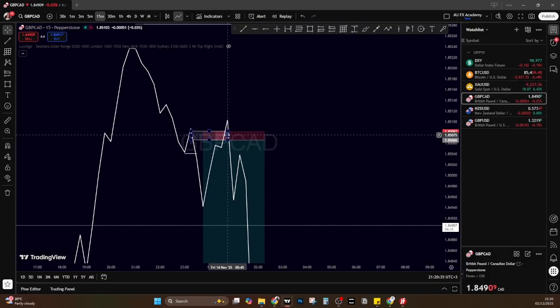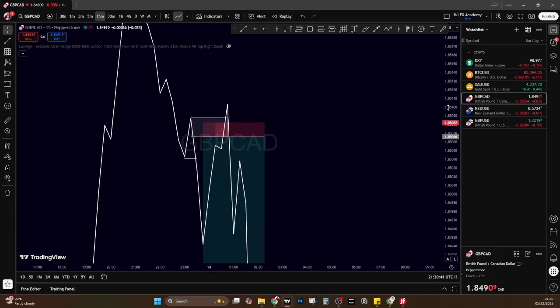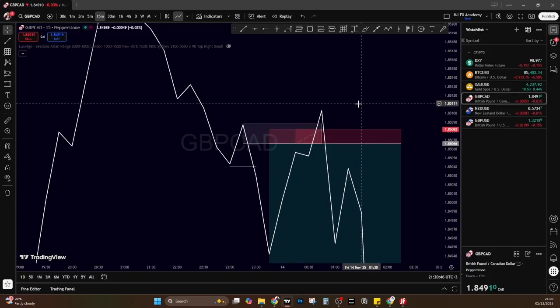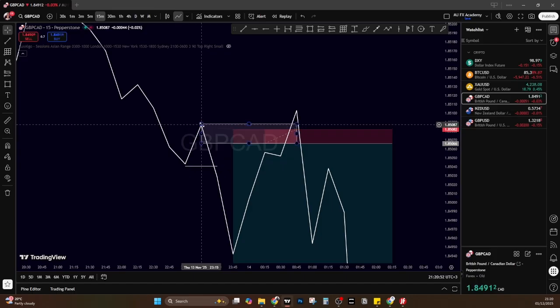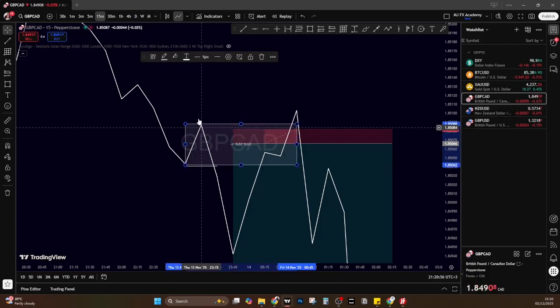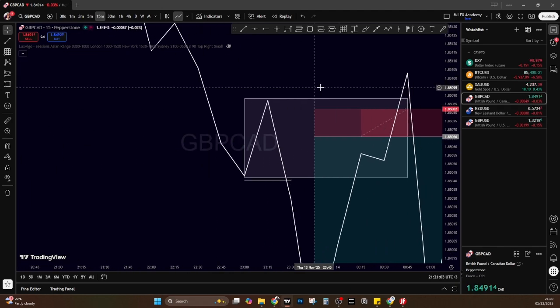But now for us, we will have to wait for the market to come to our QML. Now QML, that is why it is called QM level. It is a zone. It is not a specific place, it's a zone. Now you see from where we have this swing high to this swing low, this is our QML. Why is it our QML?